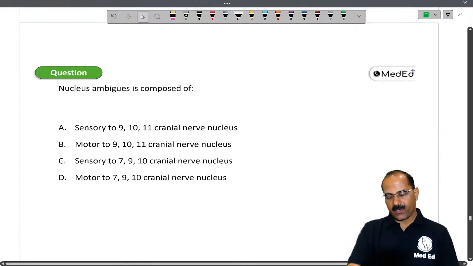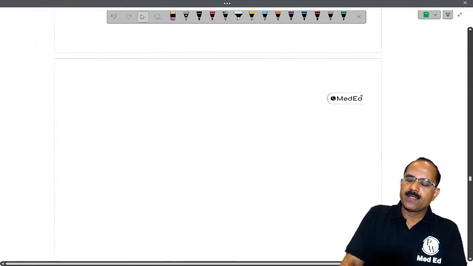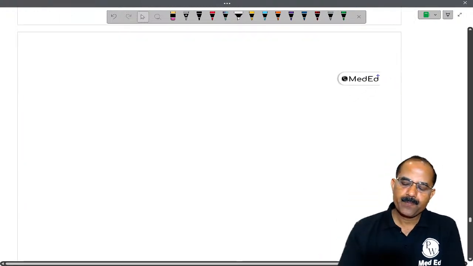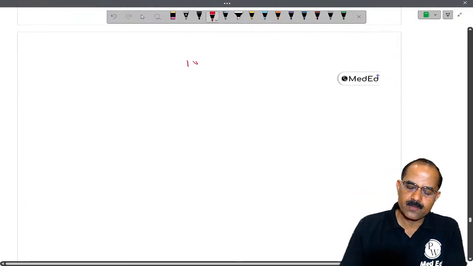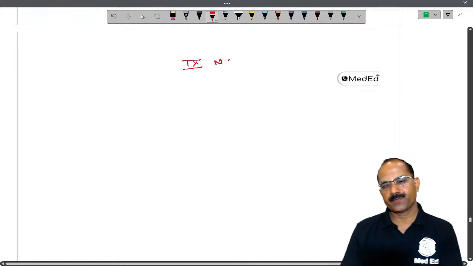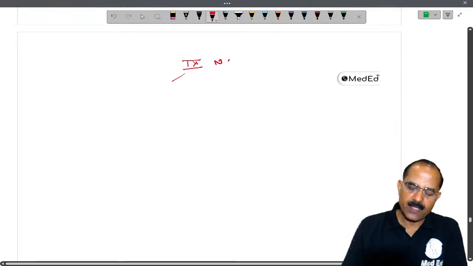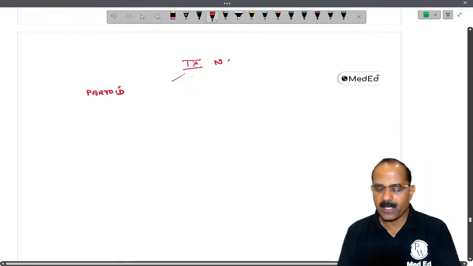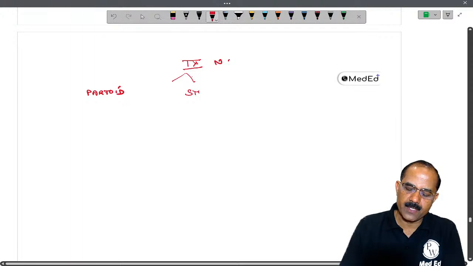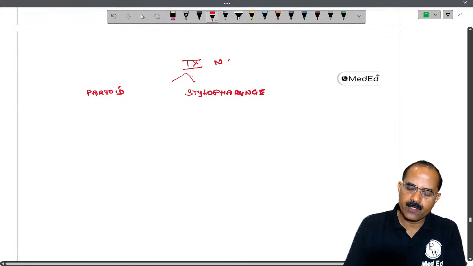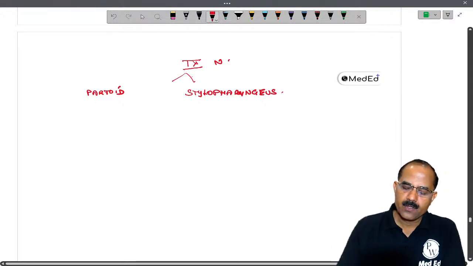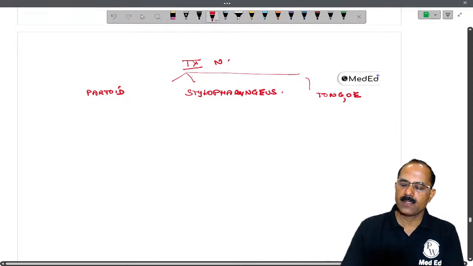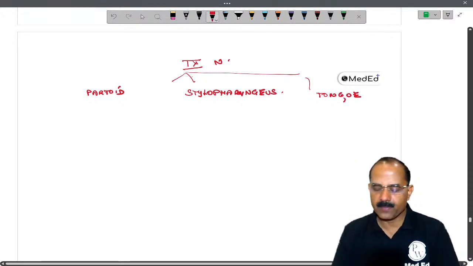अच्छा देखो, I'll just tell you one easy thing. Let's understand the glossopharyngeal nerve. अब glossopharyngeal nerve क्या सप्लाई करती है? Parotid gland. Glossopharyngeal nerve supplies the parotid gland, ये अपने को पता है. It supplies the stylopharyngeus muscle. It supplies the tongue. ये sensory है ना, it carries sensations from the tongue.